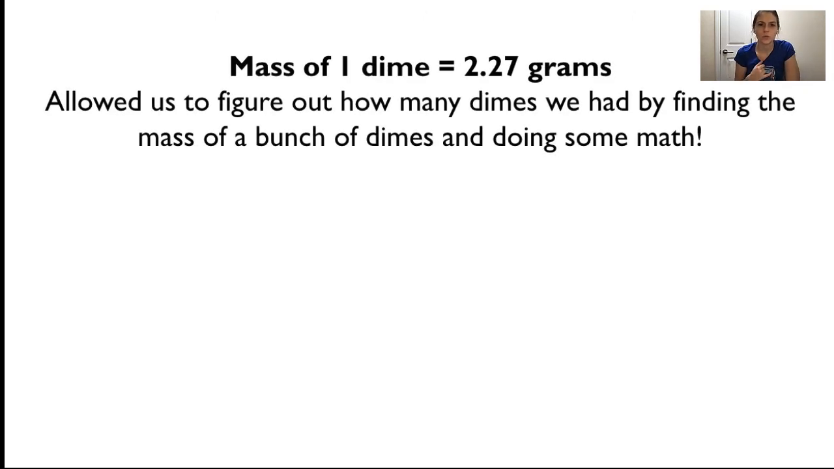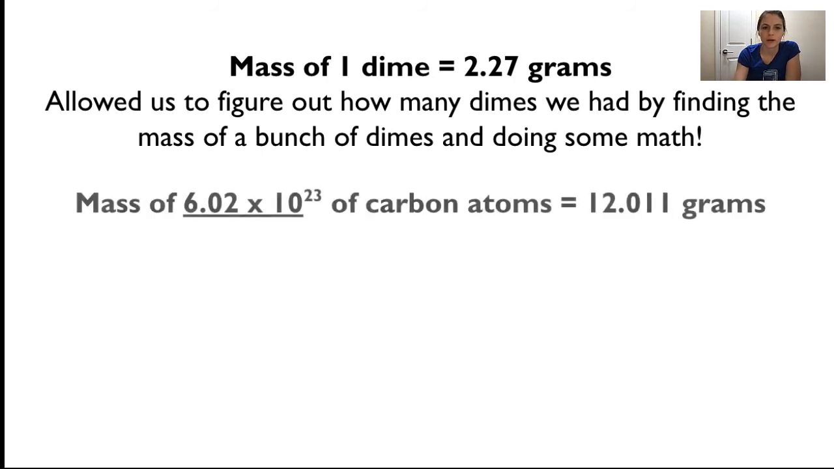One final opportunity here to make this analogy between what we did with the dimes and what's happening on the periodic table as clear as possible. So we knew that the mass of 1 dime was 2.27 grams. This allowed us to figure out how many total dimes we had by finding the mass of a bunch of dimes, comparing it to the mass of 1 dime, and doing some math. So the periodic table, by giving us the molar mass, or the mass of 1 mole, or 602 hexillion, or 6.02 times 10 to the 23rd carbon atoms, it's the same idea.